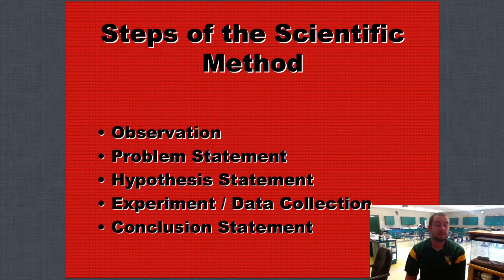The steps of the scientific method, there are 5 of them, very simple. The first one starts with observation. The next one is the problem statement. The third one is the hypothesis statement. The fourth one is the experiment and data collection. And the final one is the conclusion.